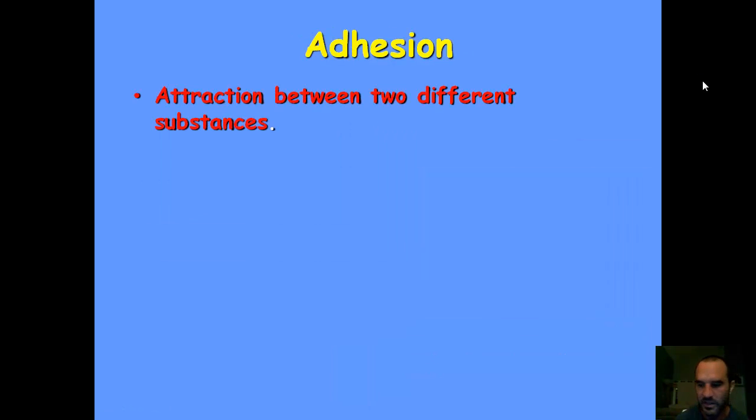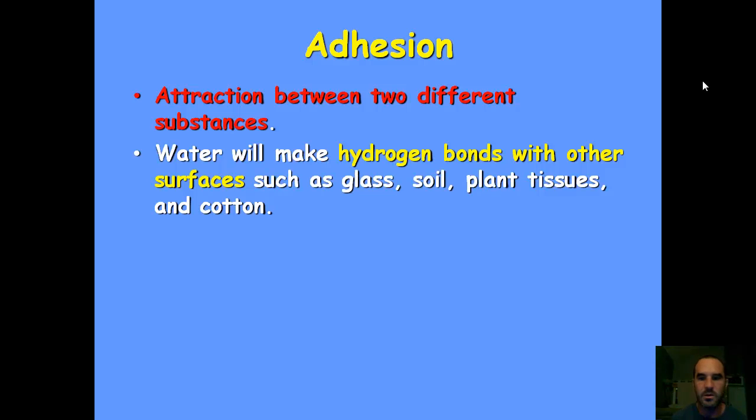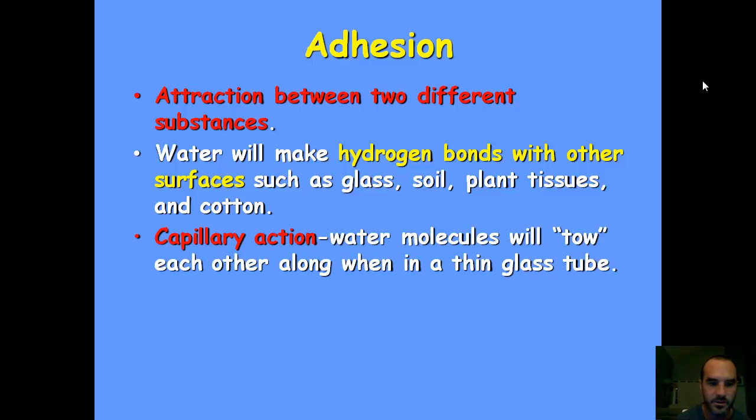Okay, adhesion, a similar idea, but it's attraction between two different substances. So it's water attracting to anything else. Water is going to have hydrogen bonding with other surfaces like glass, soil, plant tissue, cotton, anything. Water can form hydrogen bonds with it. Water can actually climb up. Let's say you dip a piece of fabric into water, it will climb up. That's known as capillary action.